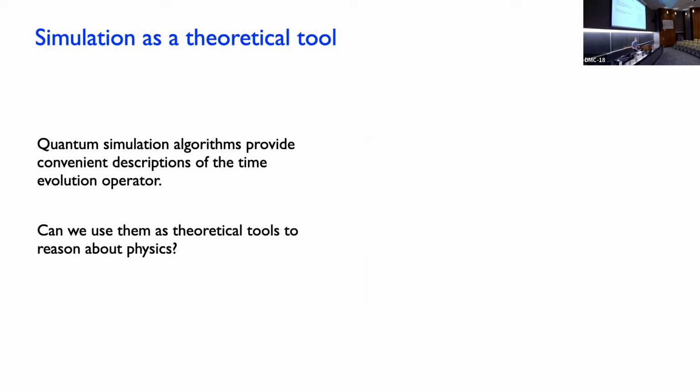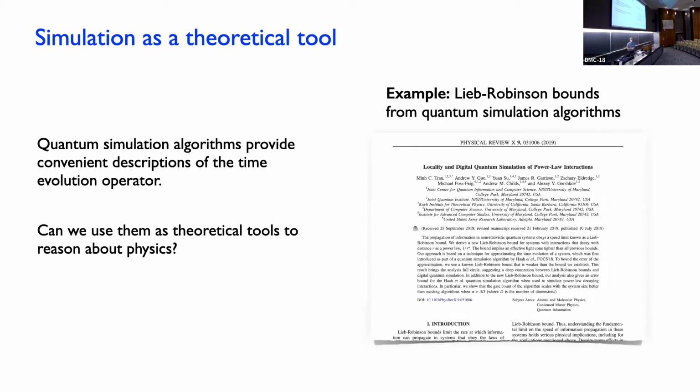So I want to just mention one example, which is this paper that we wrote about simulating quantum systems with long-range interactions. You can ask about the complexity of simulating systems that have these power law interactions, and you can give more efficient simulations by taking advantage of the locality in these systems. So there are these things called Lieb-Robinson bounds that characterize how information can propagate in various kinds of systems, including these systems with power law interactions. And to give efficient simulations of these systems, you can take advantage of that information.